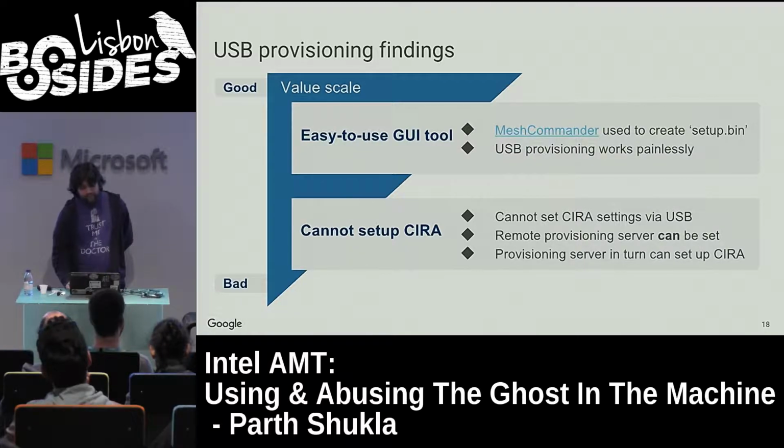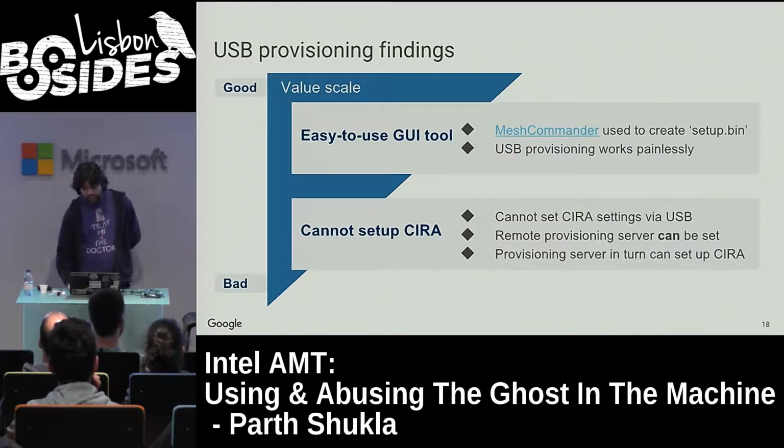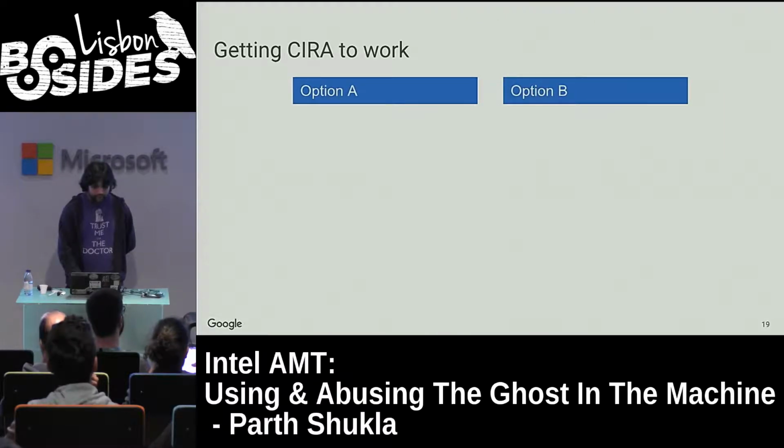But the downside was I could only set a very limited number of settings via USB. And the one setting I could not set that I really wanted to set was CIRA. But what I could set through USB was a remote provisioning server, which means AMT will call out to a remote provisioning server and ask for more settings, which could include CIRA. But I can't set up CIRA directly. So this makes life a little more complicated than I wanted, but that's what I was stuck with.